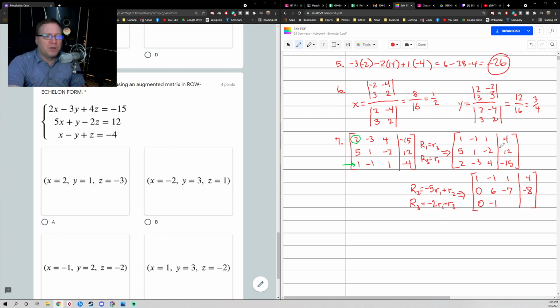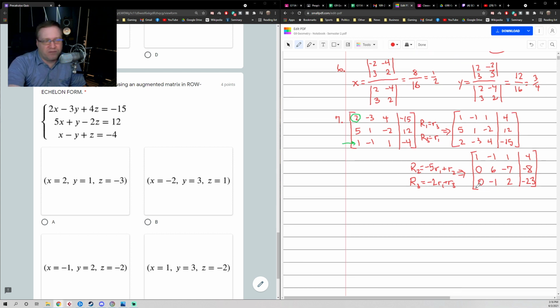All right, and then let's look at the next one. We have 1. Negative 2 times 1 is negative 2 plus 4. Negative 2 plus 4 is 2. And then finally, right here, we're going to have negative 2 times 4, which is negative 8. And then we're going to add that to negative 15. Negative 8 plus negative 15 is negative 23. All right, so we did it, and we got zeros right here.